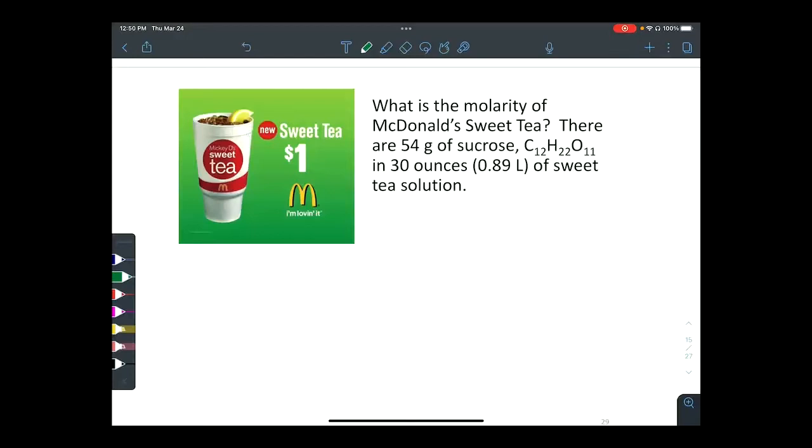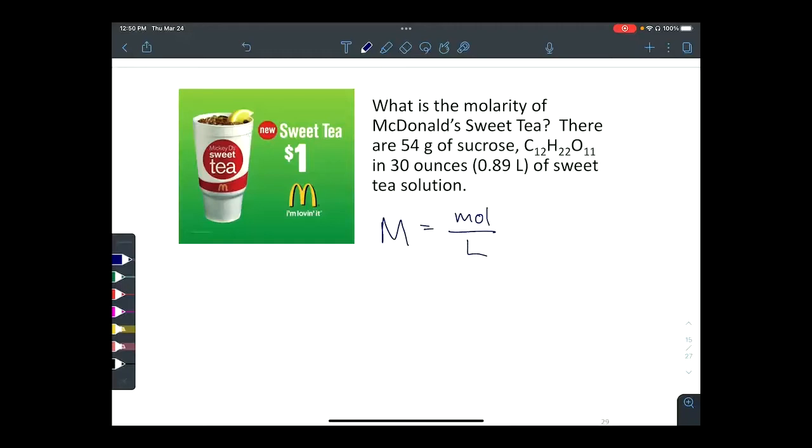So what's the unit of molarity? What's the unit of molarity? It's on the previous slide. Moles per liter, all right? So this is my strategy here. Okay, it's asking for molarity. It means moles per liter.